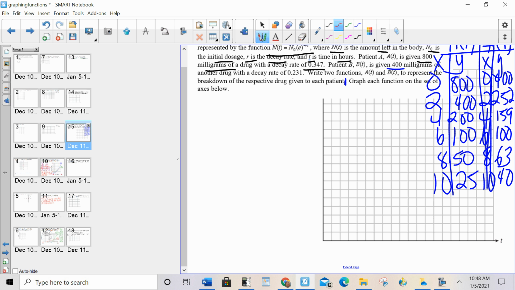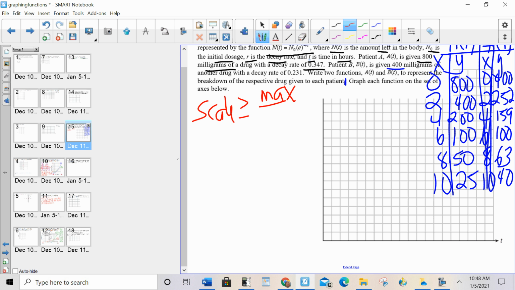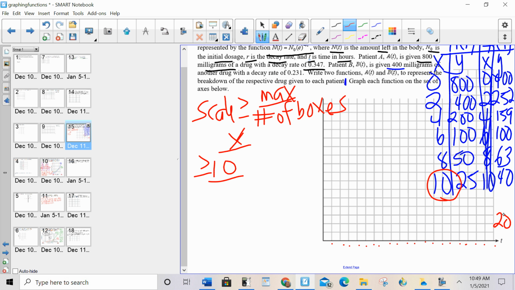Now I need to come up with scale. So my scale, which we did a whole lesson on, is greater than or equal to the max divided by the number of boxes. So let's do the x first. The maximum x value is 10. The number of x boxes is 1, 2, 3, 4, 5, 6, 7, 8, 9, 10, 11, 12, 13, 14, 15, 16, 17, 18, 19, 20. So 10 divided by 20 is 0.5.